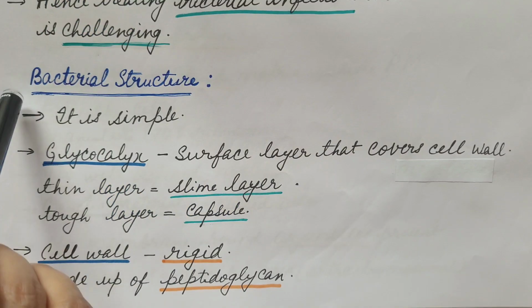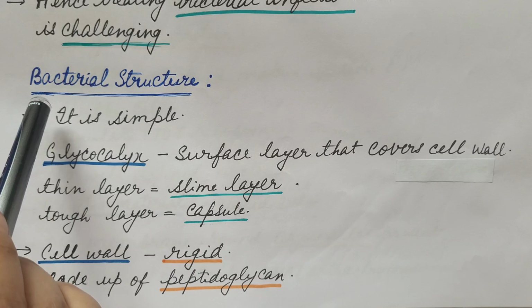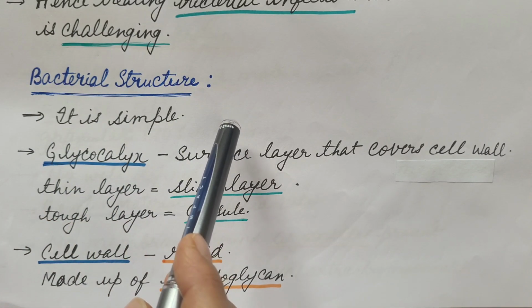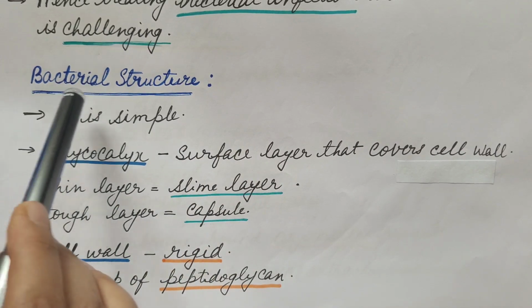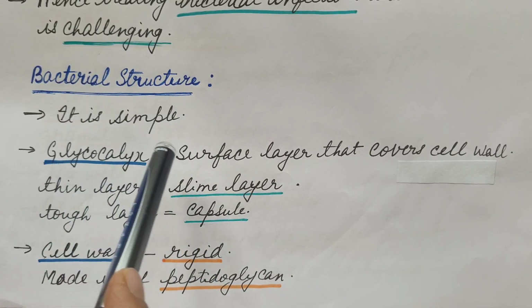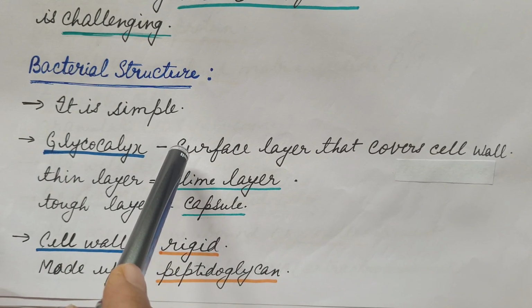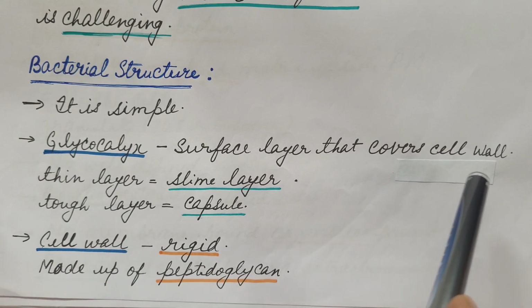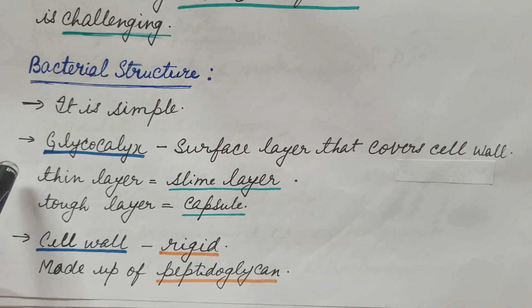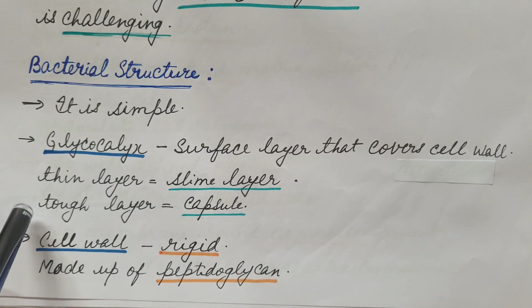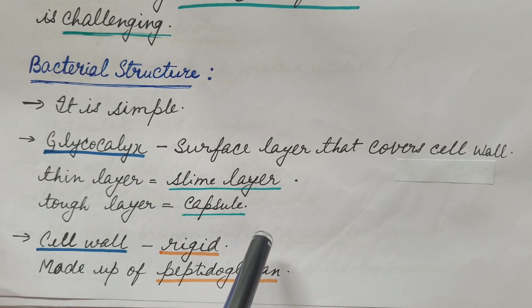Now let us discuss the bacterial structure. We will discuss the internal structure of rod-shaped bacteria, which is Eubacteria. So the structure of bacteria is very simple, but the behavior is complex. Different parts of the bacterial cell are as follows. First is glycocalyx. It is a surface layer that covers the cell wall in some bacteria. If the glycocalyx is a thin layer, it is known as slime layer. And if it is a tough layer, it is known as capsule.